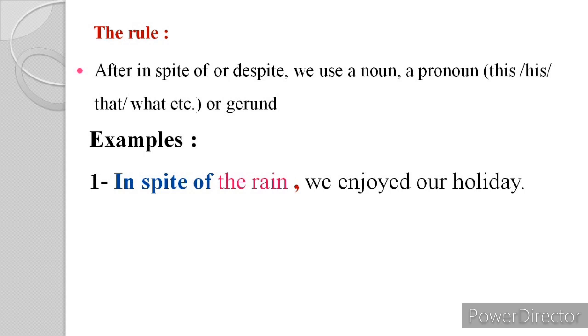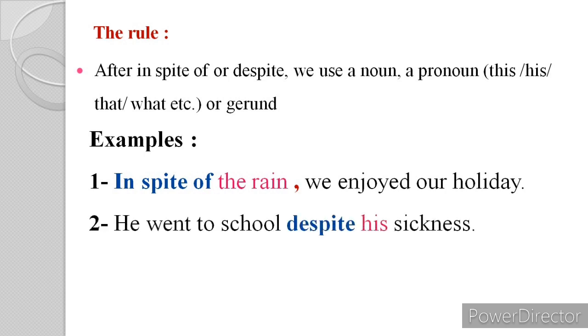I will give you a sentence. The first example: in spite of the rain, we enjoyed our holidays. Here after in spite of, we have a noun. A noun or a noun phrase. He went to school despite his sickness. Okay, his sickness. After despite we have a pronoun. There is no verb.